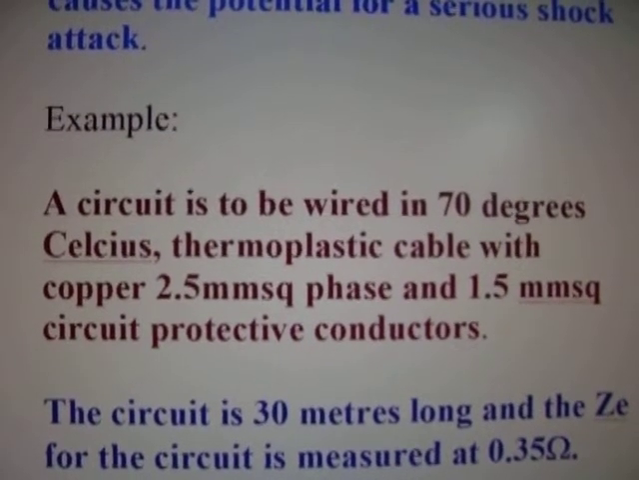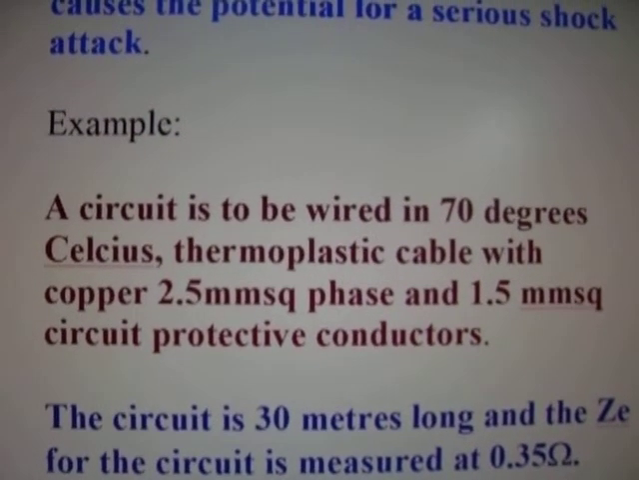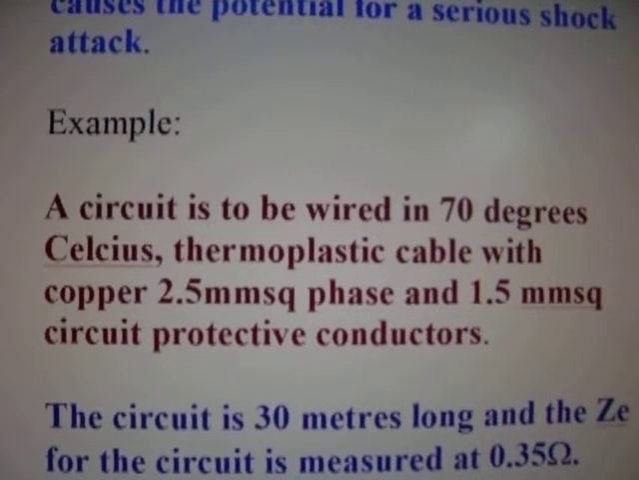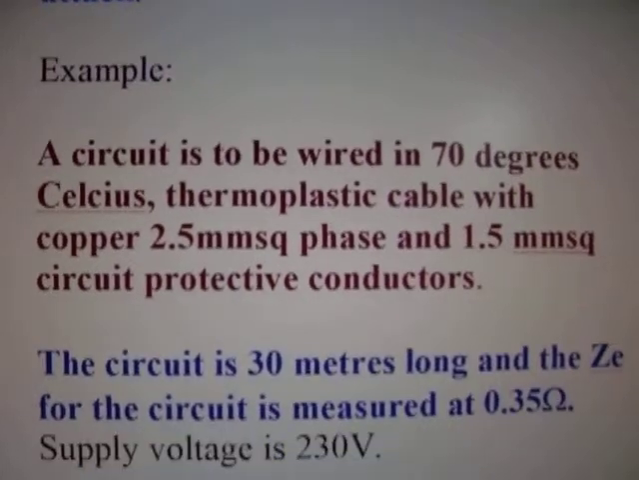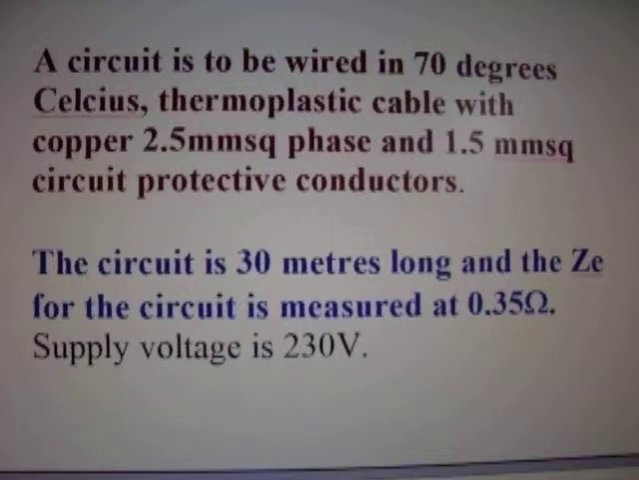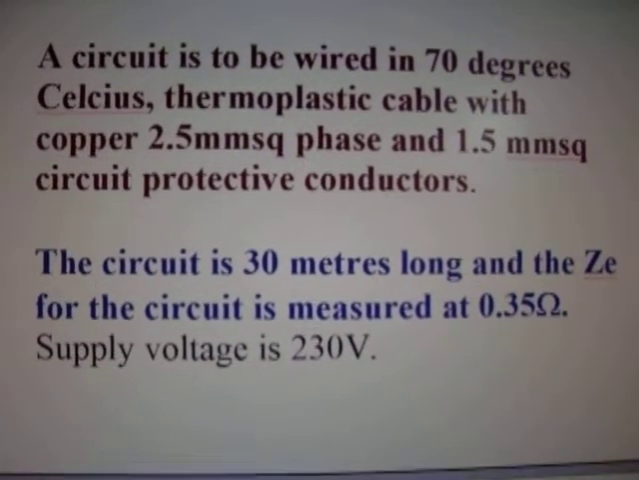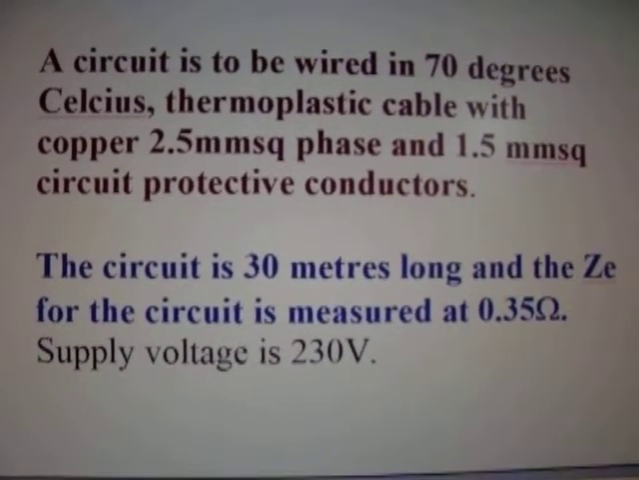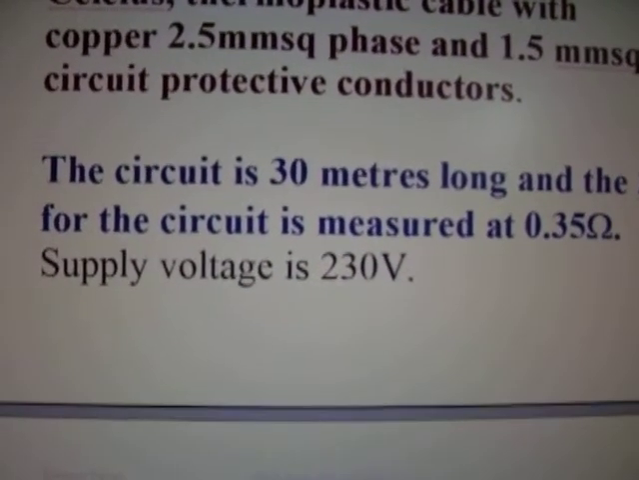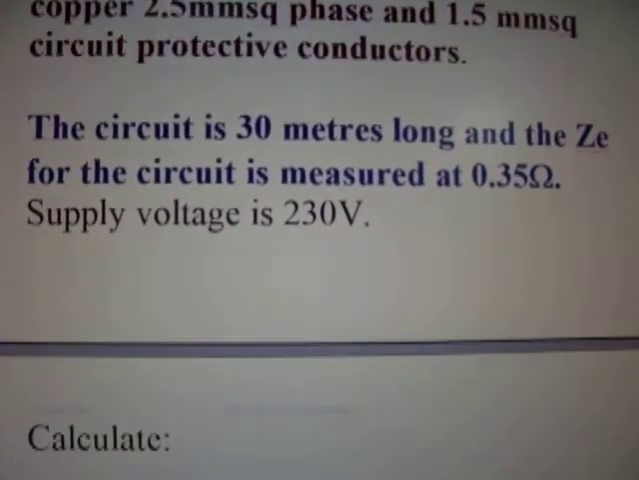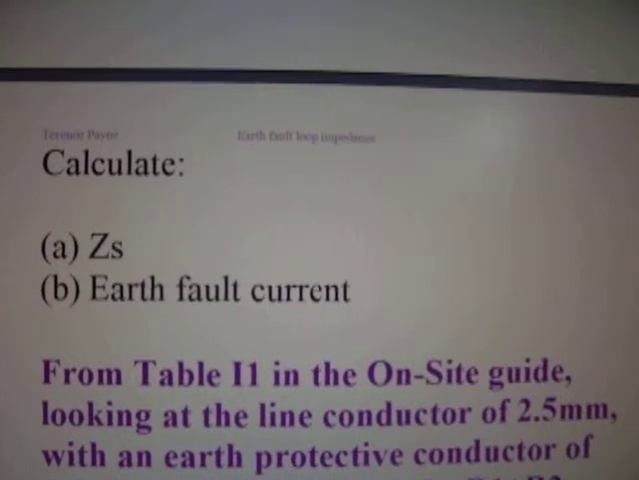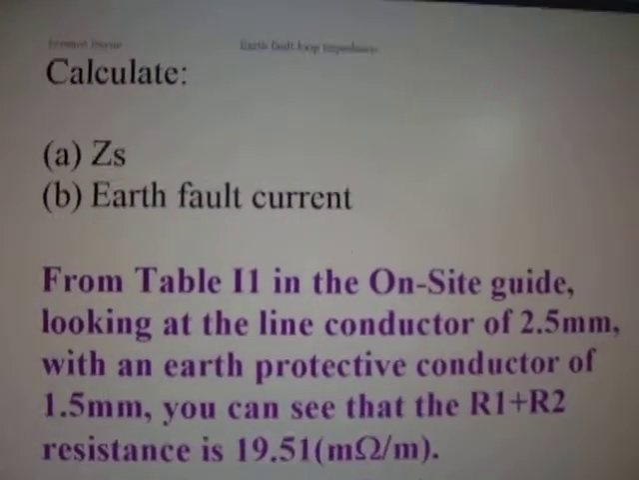Right, example. A circuit is to be wired in 70 degrees Celsius thermoplastic cable with copper 2.5 mm square phase and 1.5 mm square circuit protective conductors. The circuit is 30 meters long and the ZE for the circuit is measured at 0.35 ohms. The supply voltage is 230 volts. Now calculate ZS and the earth fault current.